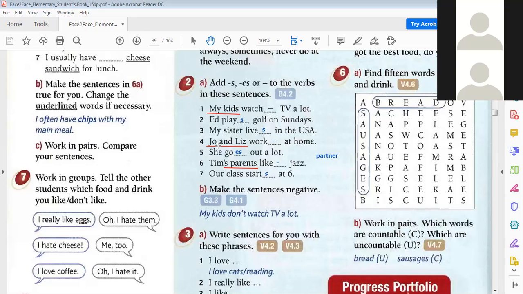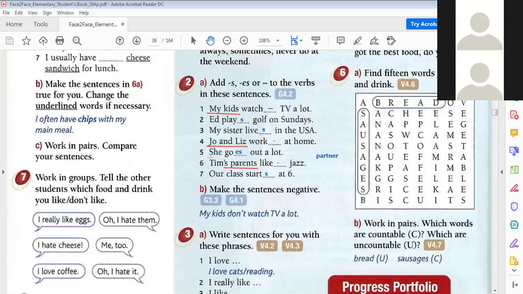Okay, great. Now, next one, number 5. Basma, can you change this into negative, please? She doesn't go out a lot. That's correct. Number 6, Amira, can you change it into negative? Tim's parents doesn't like jazz. Okay, is it doesn't or is it don't?